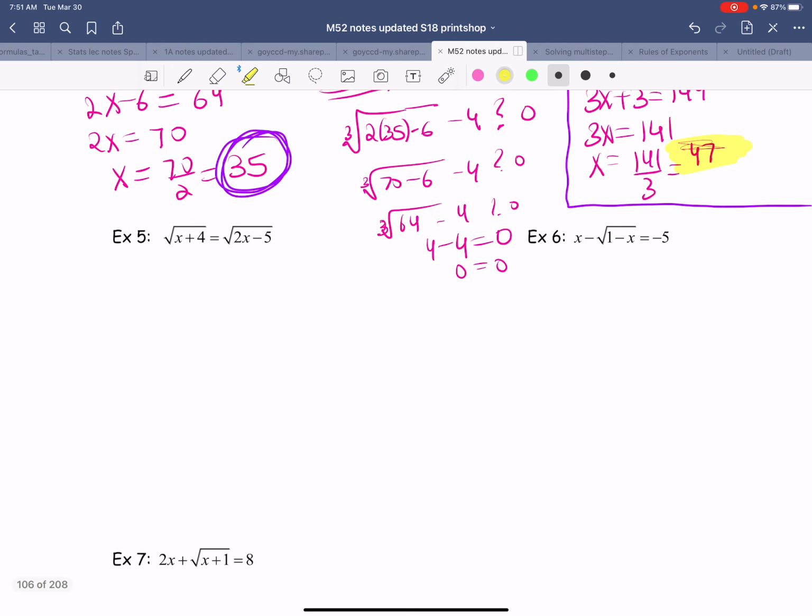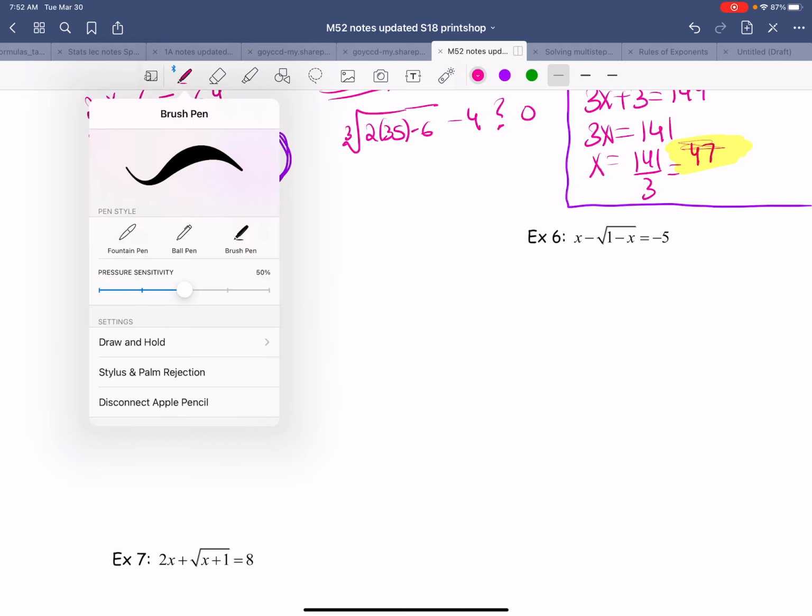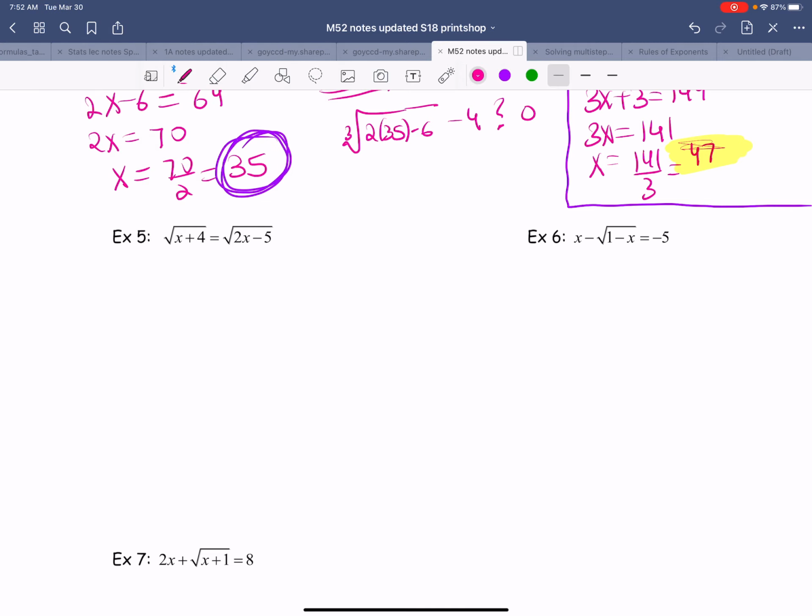Next example, we have two radicals in the next example, and that's okay. If there's two radicals, then my goal would be to get one radical on each side. If there's two radicals on the left hand side, I would get one on the left side, get one on the right side. Or if I have two radicals on the right hand side, I would get one radical on the left side and one on the right side.